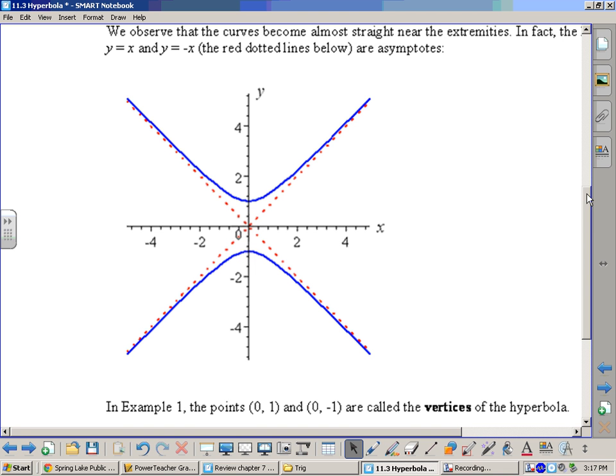So we're going to be doing hyperbolas today, and this is what a hyperbola looks like. And you'll notice that there are two dotted lines on there. Those are called asymptotes. And as you know from graphing some other equations like tangent or cotangent, asymptotes are lines that the graph will not cross.